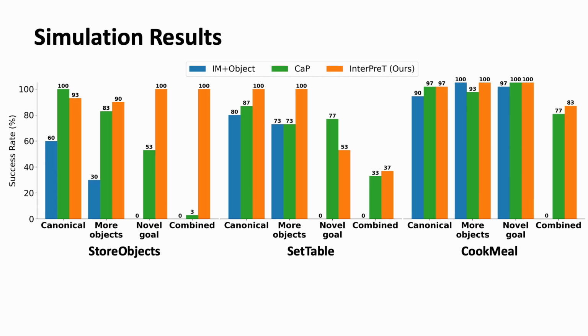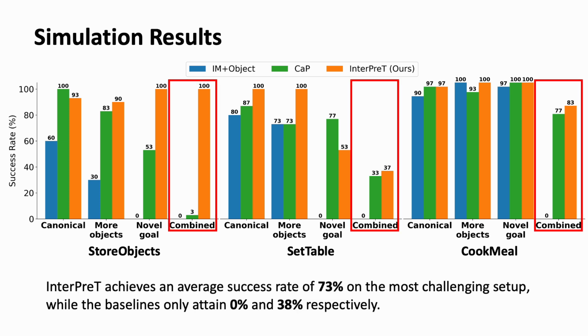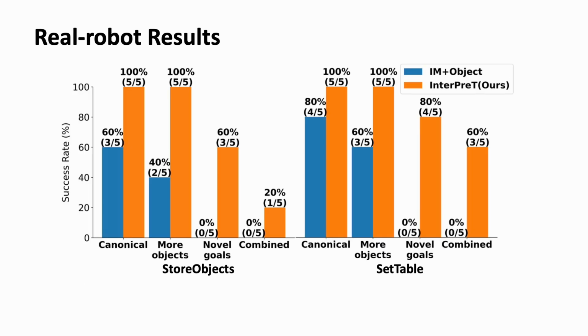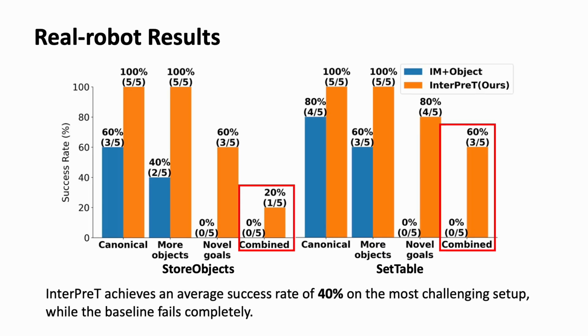In simulated domains, we compare InterPreT with two LLM-based baselines, Inner Monologue and Code as Policies. InterPreT shows remarkable generalization ability. On the most challenging test sets, it achieves a 73% success rate and outperforms all baselines by a large margin. In real-world domains, InterPreT solves 40% of the most complex tasks on average, while the baseline fails completely.